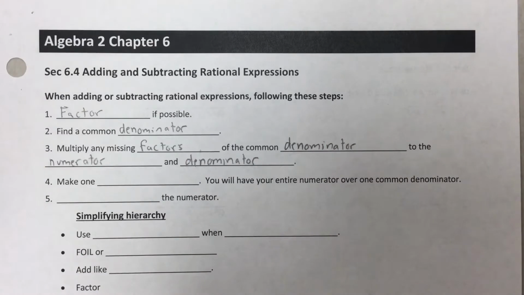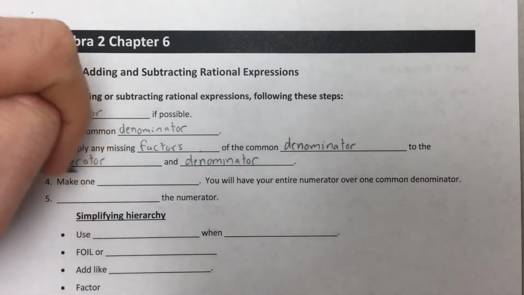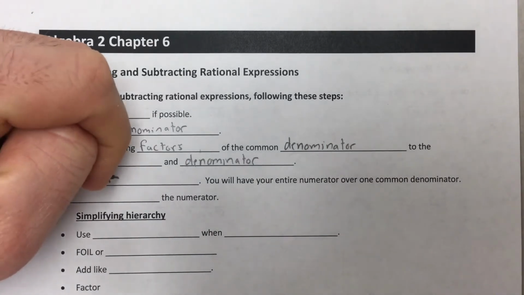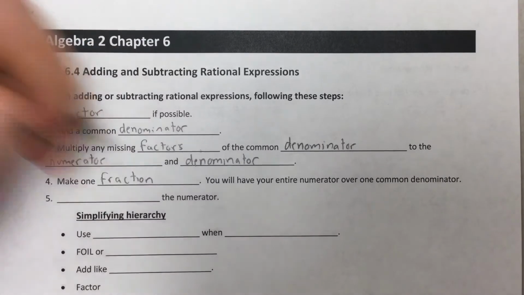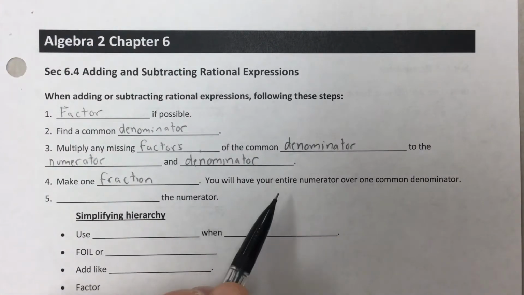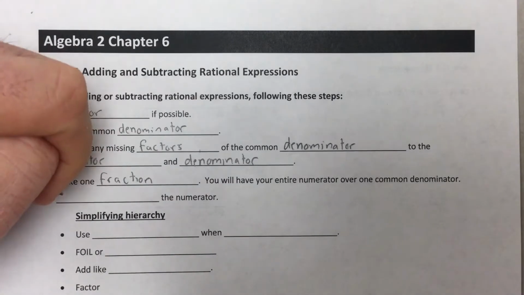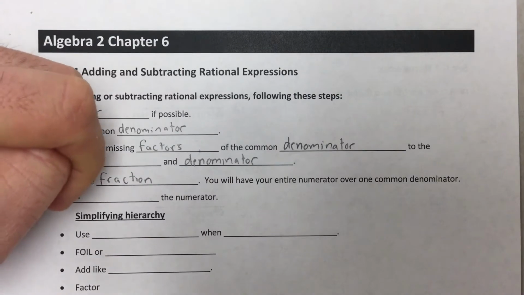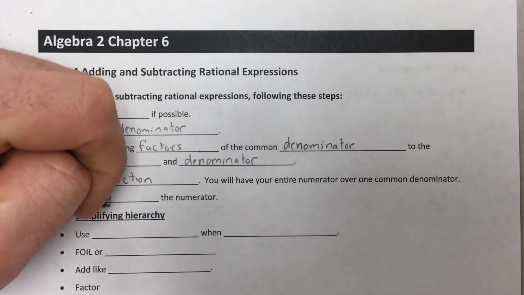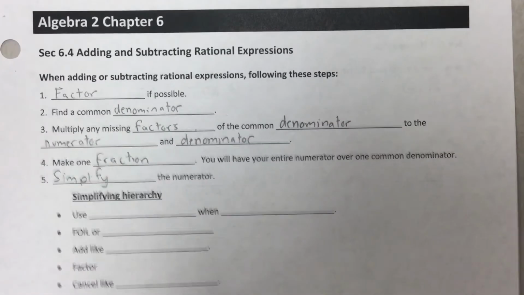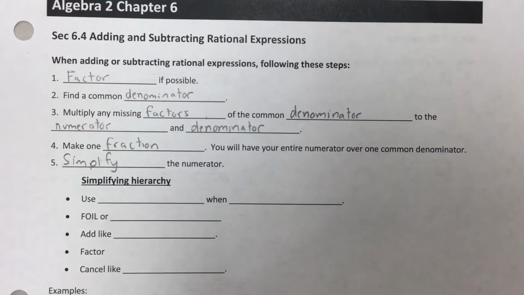Once you do that, you're going to make one fraction. So you will have your entire numerator over one of the common denominators. And then you simplify the numerator. And this is where it's a little tricky. So this is like the hierarchy or the order in which you want to simplify.